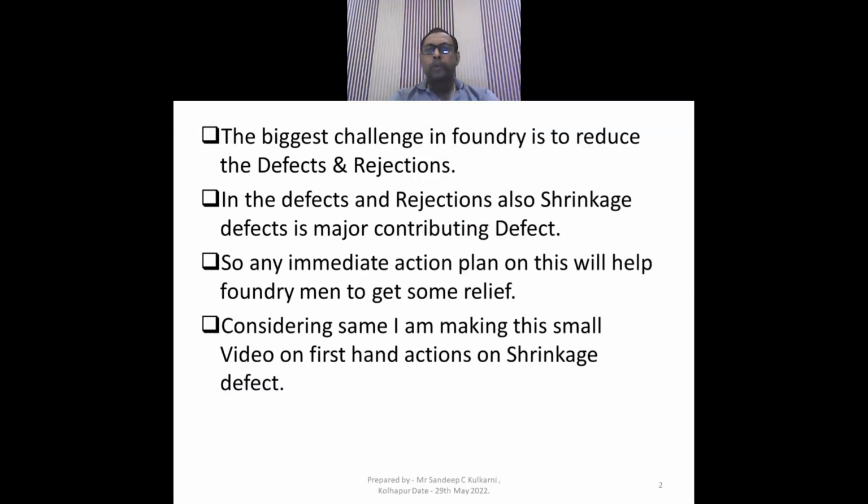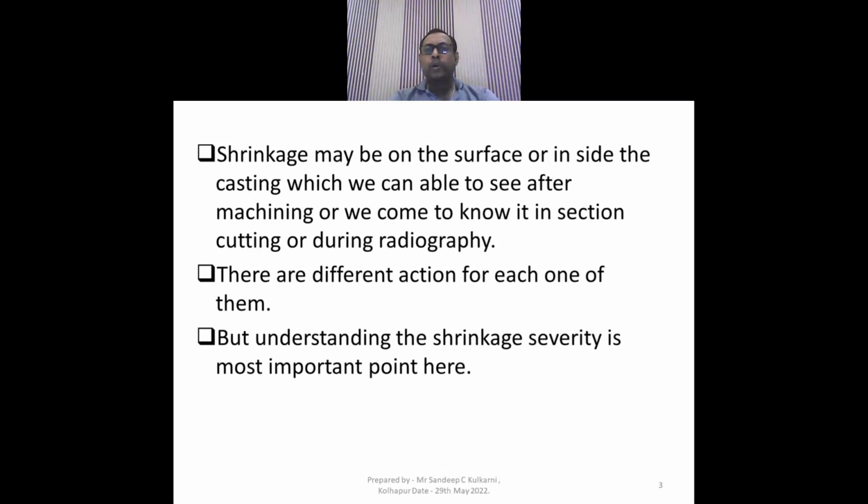The biggest challenge in foundry is to reduce the defects and rejections. In defects and rejections also, shrinkage defect is a major contributing defect. So any immediate action plan on this will help foundrymen to get some relief from their daily problems. Considering the same, I am making this small video on first-hand action on shrinkage defect. Shrinkage may be on the surface or inside the casting, which we are able to see after machining, or we can know it in section cutting or during radiography inspection. There are different actions for each of them, but understanding the shrinkage severity is the most important point here.